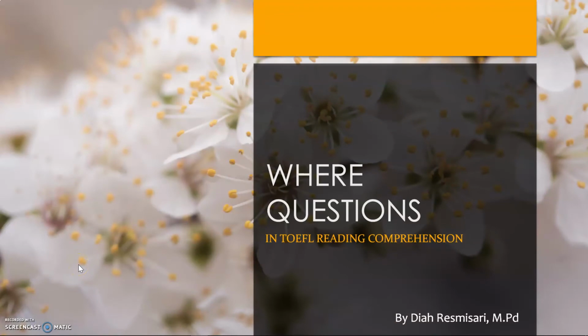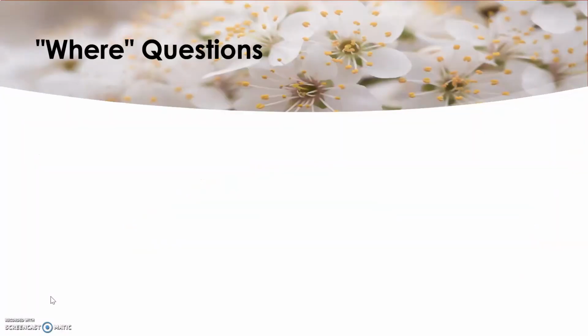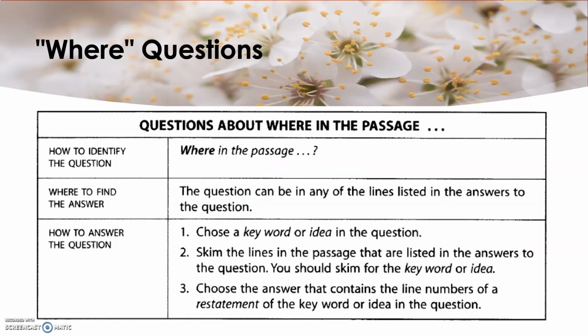Okay, now let's go on to the next topic. This topic is the easiest of all the question types or skills about reading comprehension. So how do you identify the question? If you read in the test, where in the passage, so this is a where question, where to find the answer. The answer can be in any of the lines listed in the answers to the question.